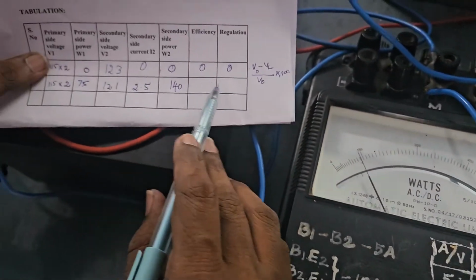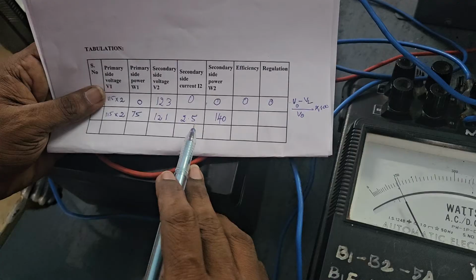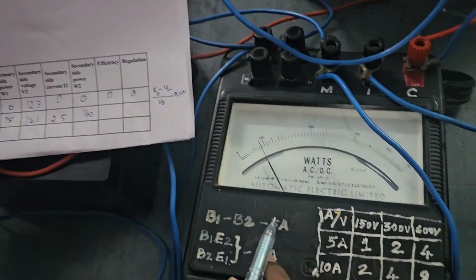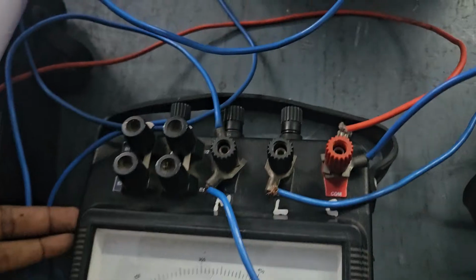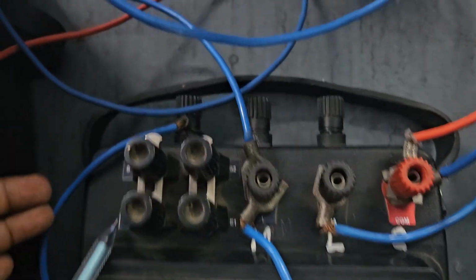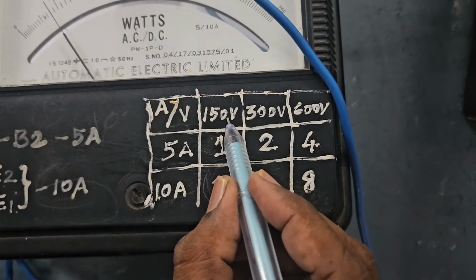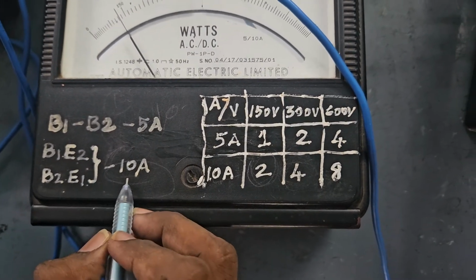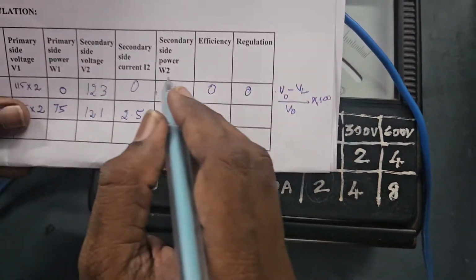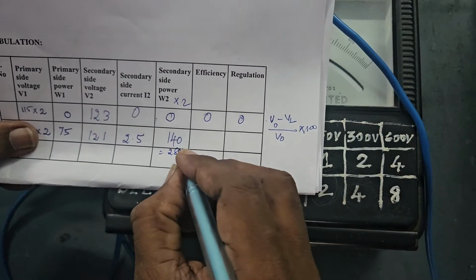Right, now with that data we need to get efficiency and regulation, and before that I hope you all know that we need to find out the multiplication factor for each wattmeter, and that should be multiplied with the corresponding wattmeter reading. So let's look at the MF for the secondary side wattmeter. You see on the secondary side we have connected the voltage level of 150, right, and then you see here B1, E2 and B2, E1 are connected. So for 150 volt, when B1, E2, B2, E1 are connected, the current rating is 10 ampere. So for 150 volt, 10 ampere, the multiplication factor is 2. So I need to multiply the reading I have recorded here by 2. So my data will be 140 into 2, which is around 280 watts.